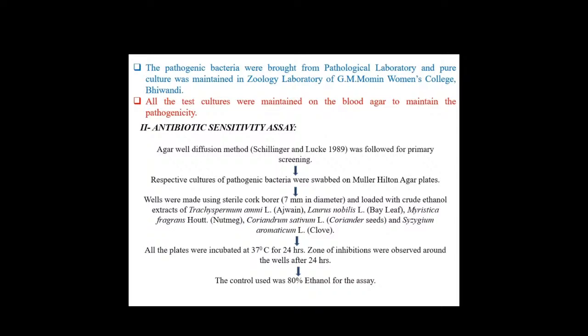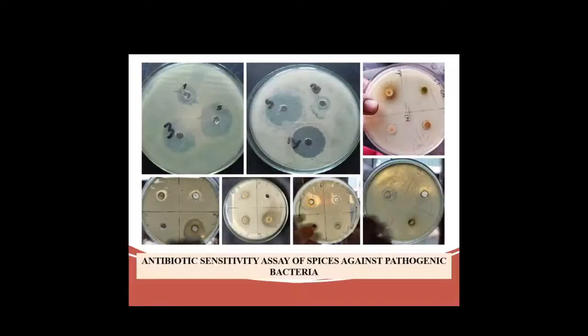Wells were made using a sterile cork borer, 7 mm in diameter, and loaded with crude ethanol extracts of ajwain, bay leaf, nutmeg, coriander seeds, and clove. All the plates were incubated at 37 degrees Celsius for 24 hours. Zones of inhibition were observed around the wells after 24 hours. The control used was 80% ethanol for the assay. The spices used were at 80 micrograms per ml.